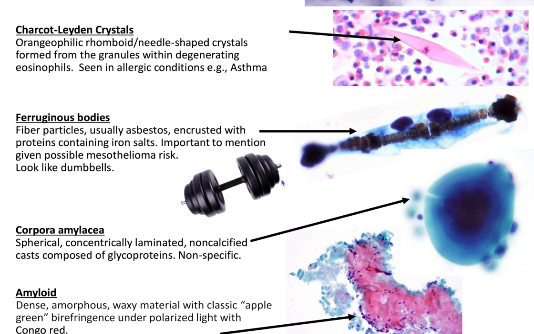Ferruginous bodies. These are fiber particles, usually asbestos, encrusted with proteins containing iron salt. And it's important to mention given the possible mesothelioma risk. And it looks like dumbbells.